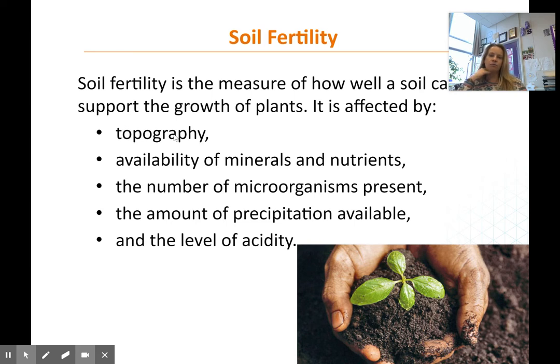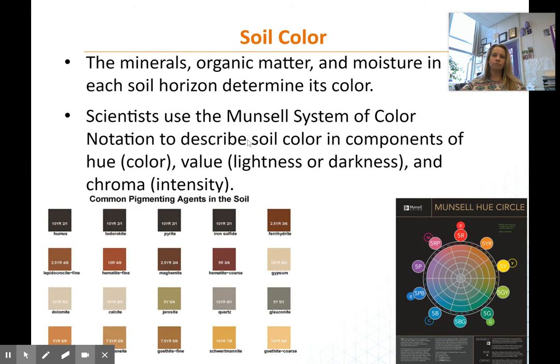And then how much mineral and nutrients are there? How much organic material is there? How many microorganisms are present? How much precipitation? Is it going to rain a lot? Is it not going to rain a lot? And then the acidity level. So I mentioned that the oak trees have really acidic leaves. And so those don't make very good soil because they're too acidic and they really don't allow other things to grow.